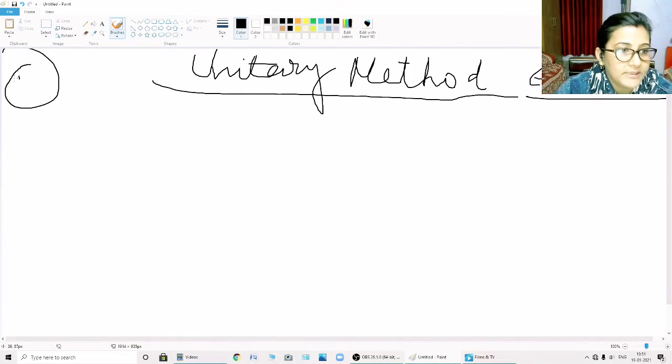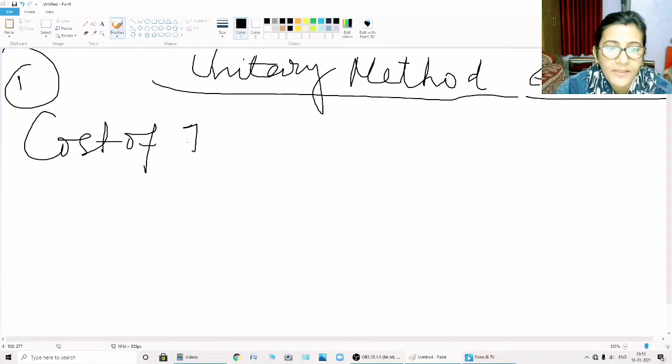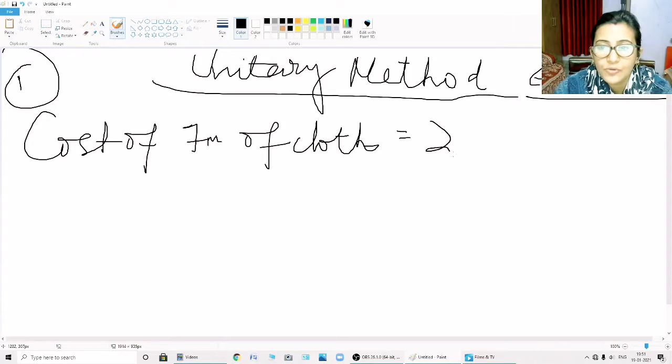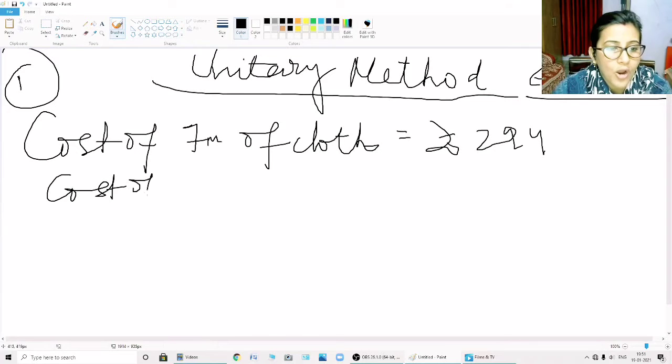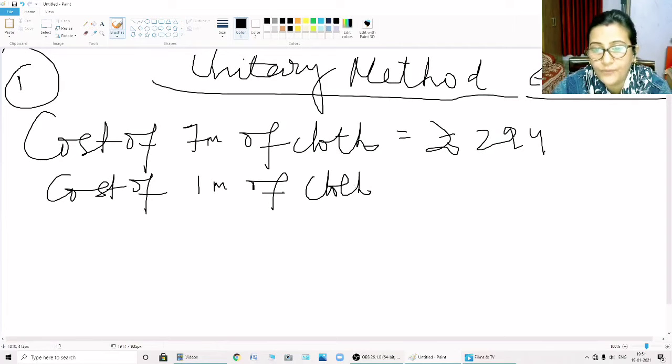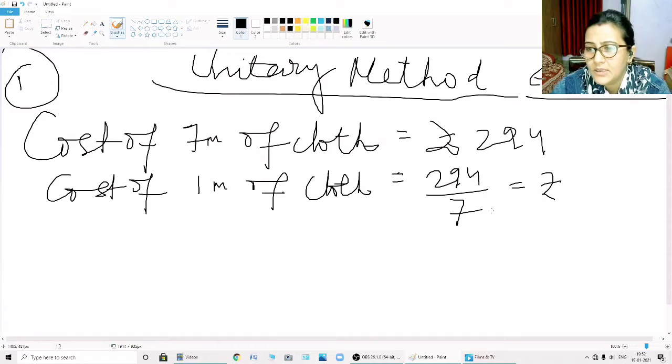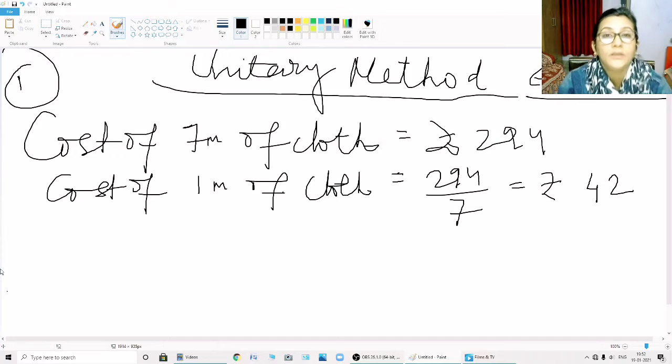How will you do it here? First of all you have to write: it is given that the cost of 7 meter of cloth is equal to rupees 294. Now you have to find the cost of 1 meter of cloth. This is the technique. You find 1 meter first, so it will be simply 294 divided by 7. So it will be rupees 42. So we got the value for 1 unit.